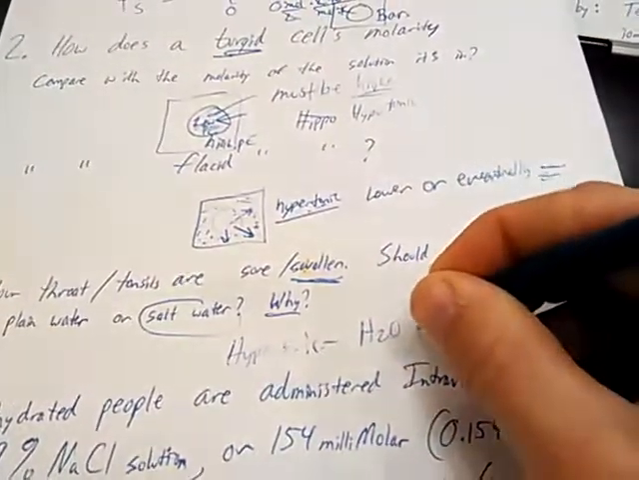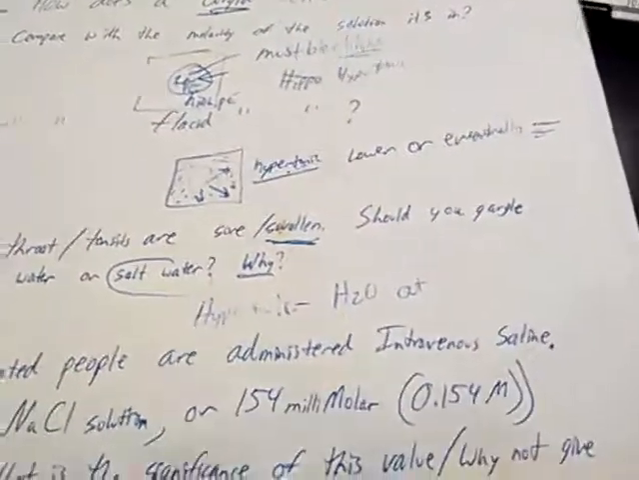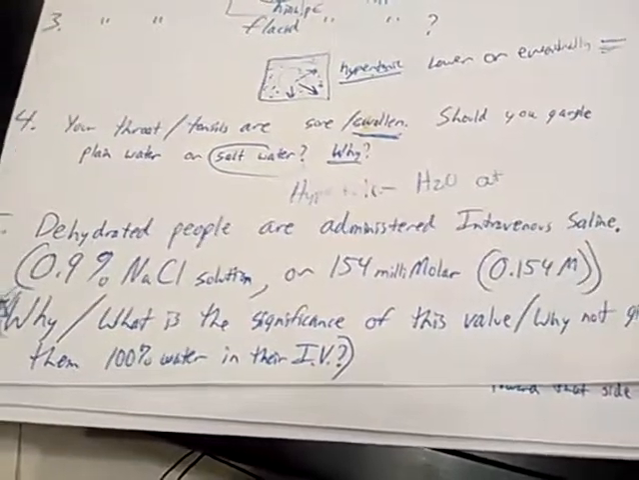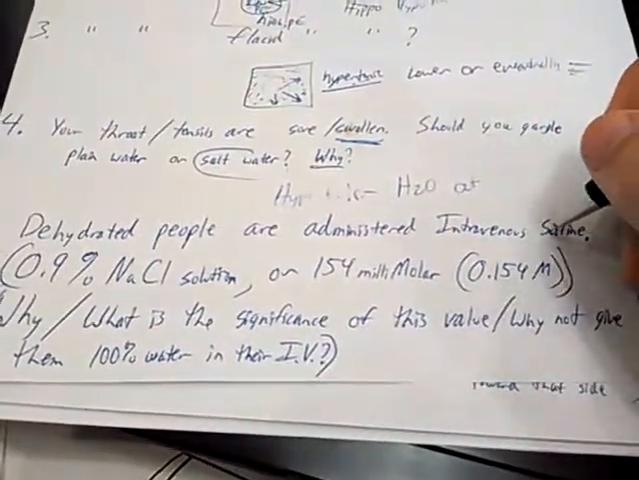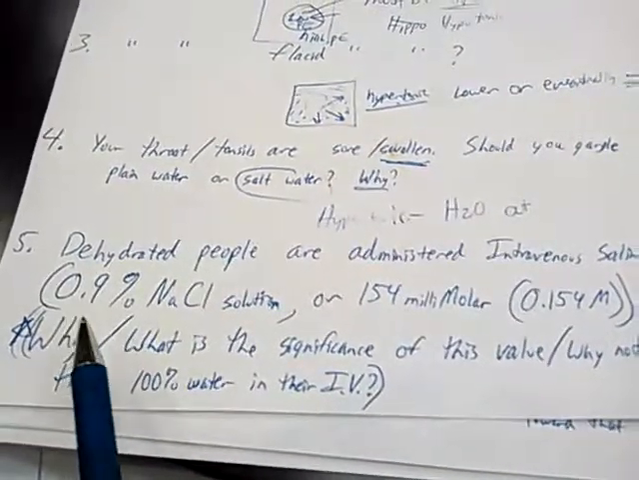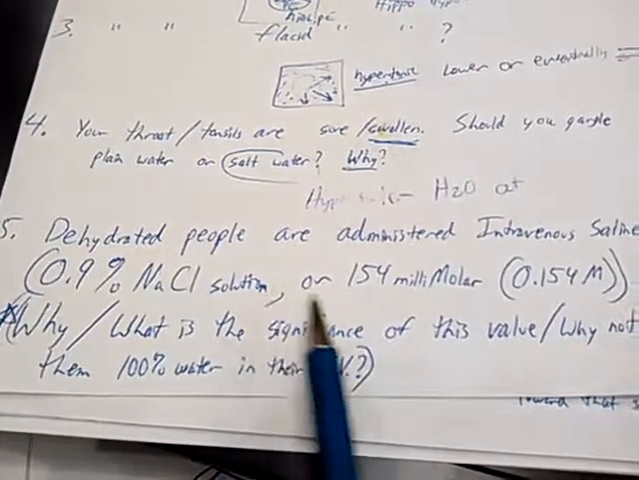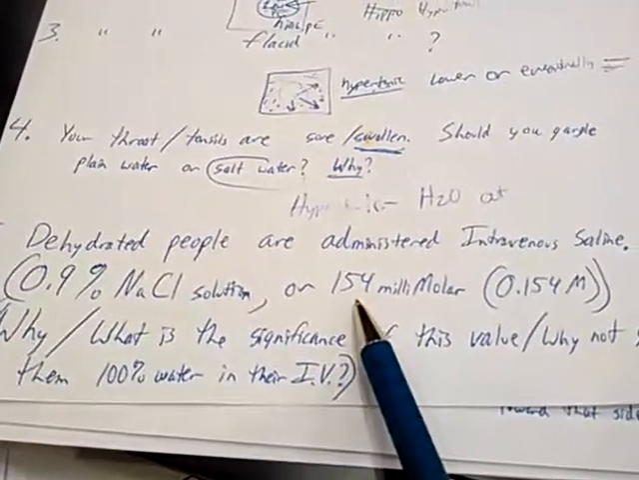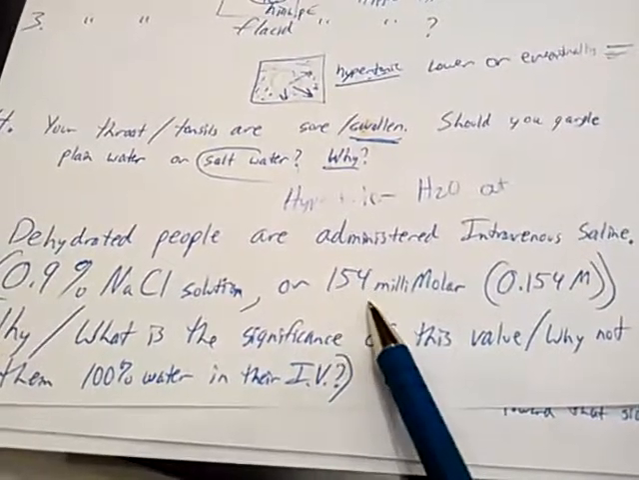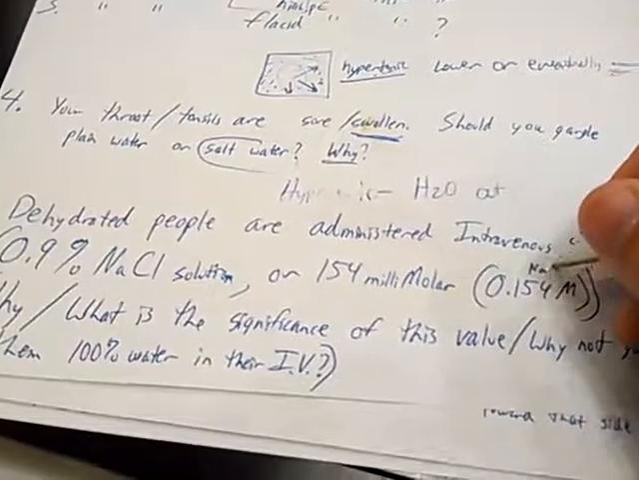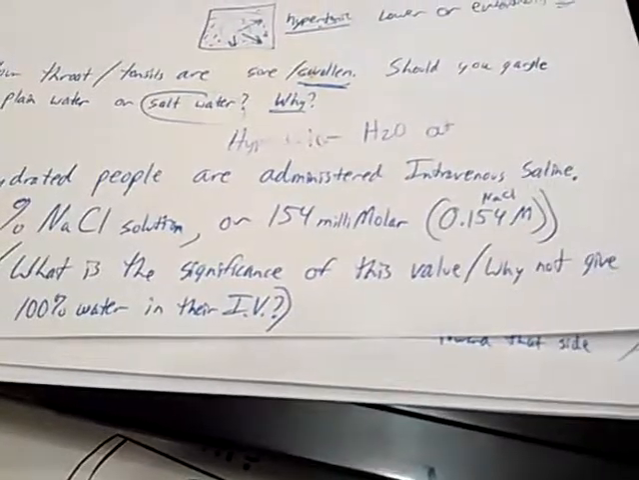Hypertonic. And we want to take water out and shrink the cells. All right. Number 5, dehydrated people are administered intravenous, they call this IV, saline. And saline comes from the word salt. It's actually 0.9% sodium chloride solution. If you're curious on the molarity of it, because I know chemistry gurus out there love this, it's 154 millimolar or 0.154 molar NaCl in water.